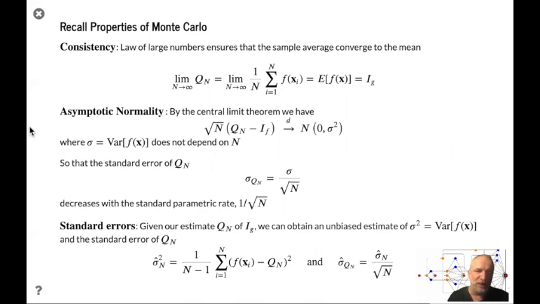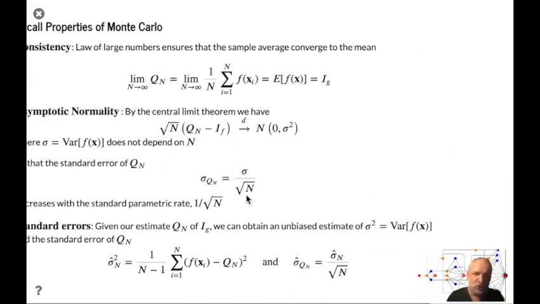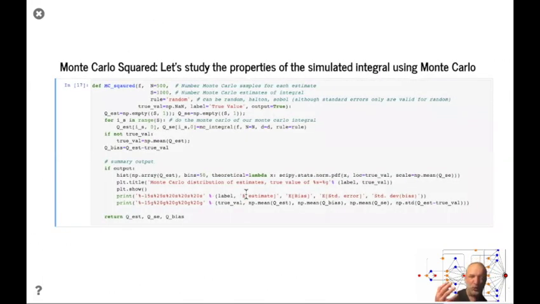I just want to also remind you, we got the asymptotic normality, we got the rate of convergence that's independent of the number of dimensions. So we want to just illustrate that a little bit more. So now we're going to do something called Monte Carlo squared. We're going to make a Monte Carlo experiment where we investigate the properties of our Monte Carlo approximation of the integral. So it's like a Monte Carlo of a Monte Carlo, okay?